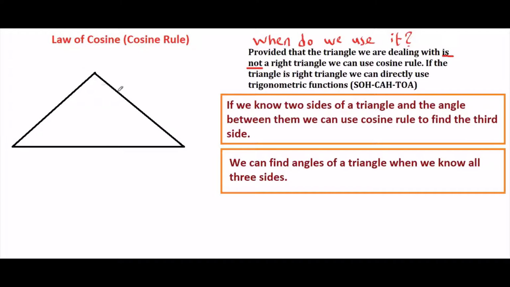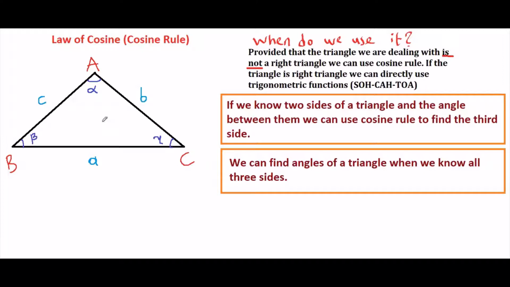Let's derive the formulas and do some practice problems. Let this triangle be triangle ABC. Then side BC will be side A because it's just across the vertex A. Side AC will be B and side AB will be side C naturally. Let this angle be alpha. Let vertex B be angle beta. Let vertex C be angle gamma.